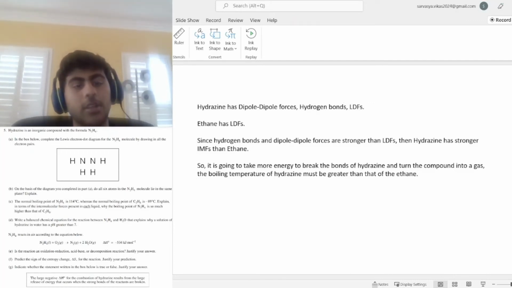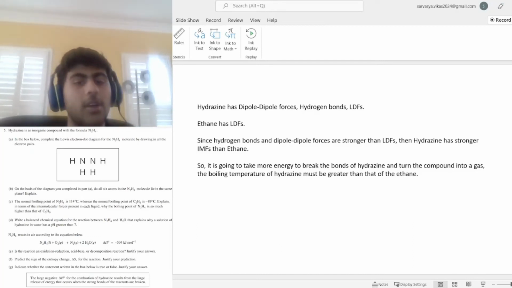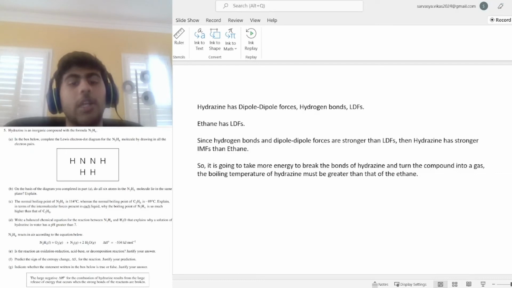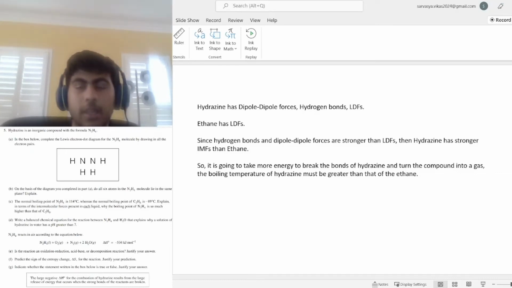Now, you're probably not going to have to write that much, right? The main points to hit on here are that hydrazine has the dipole, hydrogen bonding, and LDFs, ethane has the LDFs, and hydrazine has stronger IMFs than ethane. It's not because it has more IMFs, it's because it has stronger IMFs, right? There's a difference. And then that leads to the higher boiling point. You can always justify it using this. Let's move on to the next question.